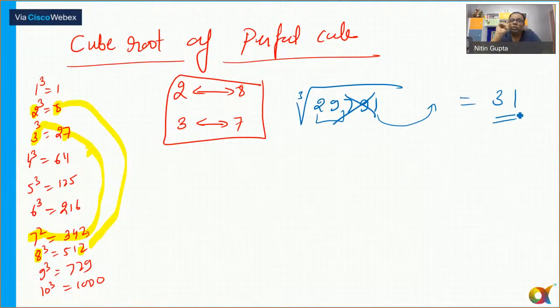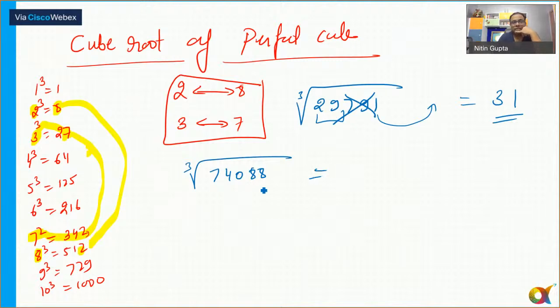Remember, in case of cube root, you will get a unique answer. There will be no two possibilities. You'll never get two possibilities. There will always be a unique value. So 29 is between 27 and 64, so I'll take 3. That's it. So it will be less than 40 cube and more than 30 cube. So the answer is 31. Now let's say I need to find out the cube root of a number like, I'll say, 74088.